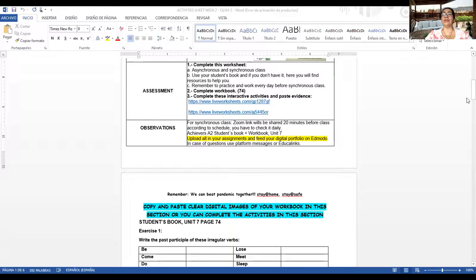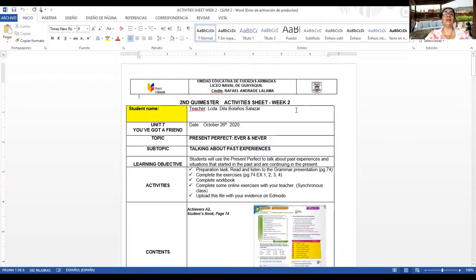And we are going to check some information about worksheet number 2 for the second semester, okay? Today we continue with unit number 7, okay? But now we are going to work on the activity worksheet number 2. As you can see here, you have the information that was sent today, October 26th, okay?